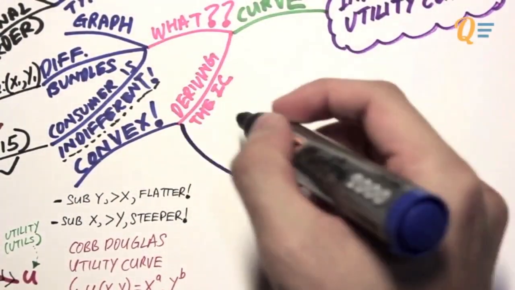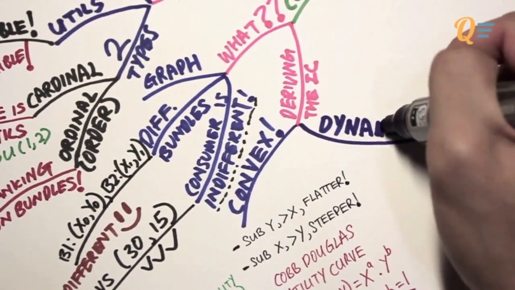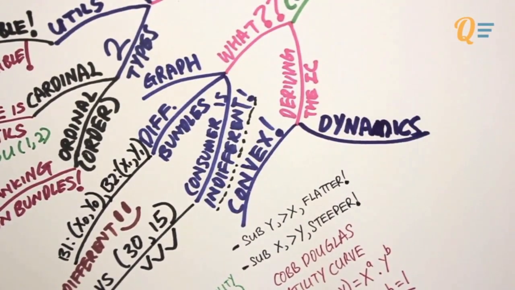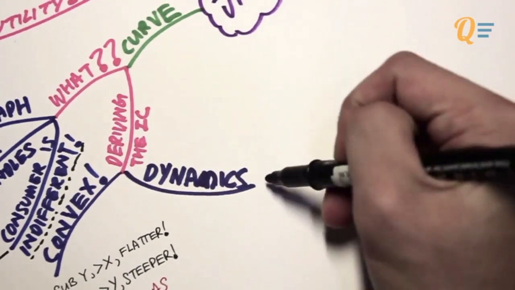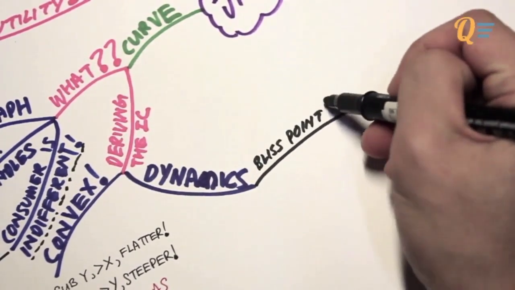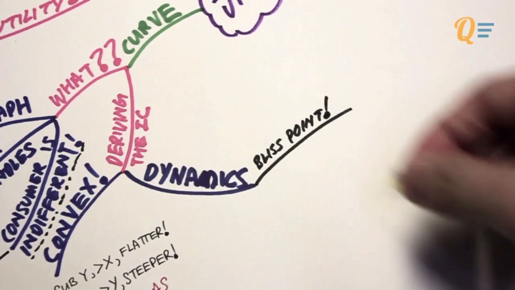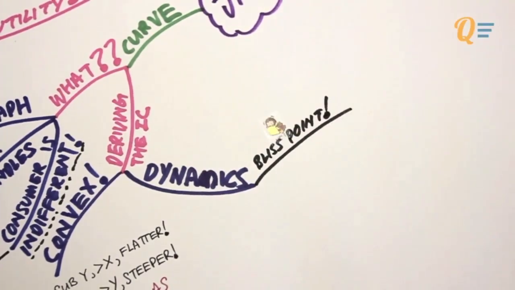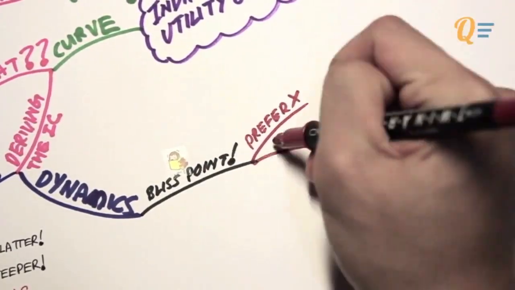So great, you know how to derive the indifference curve, but how does the indifference curve move? What are the dynamics of the indifference curve? Well, the indifference curve is going to move in a parallel manner towards a bliss point. The bliss point is the maximum satisfaction point that the individual can reach. The indifference curve would just keep going upwards and upwards because that means more satisfaction for the consumer.